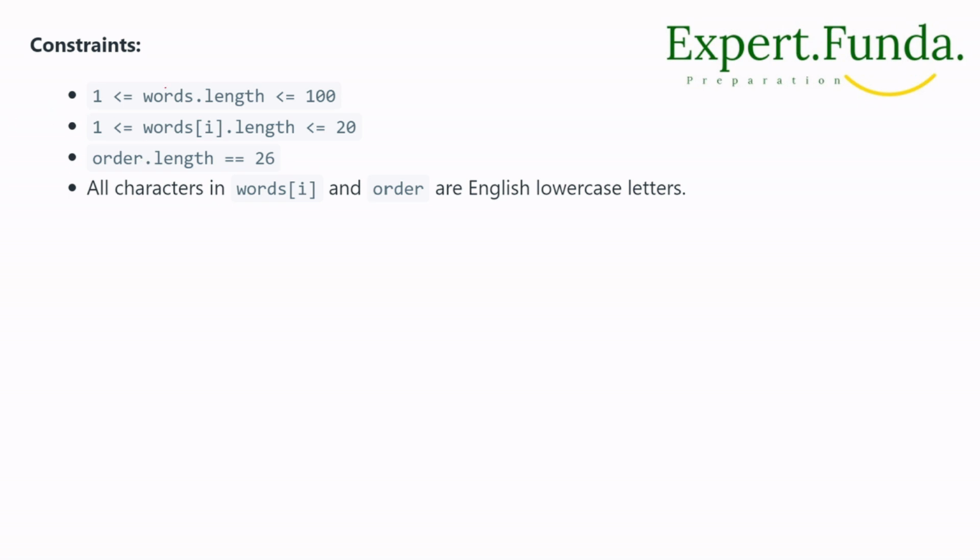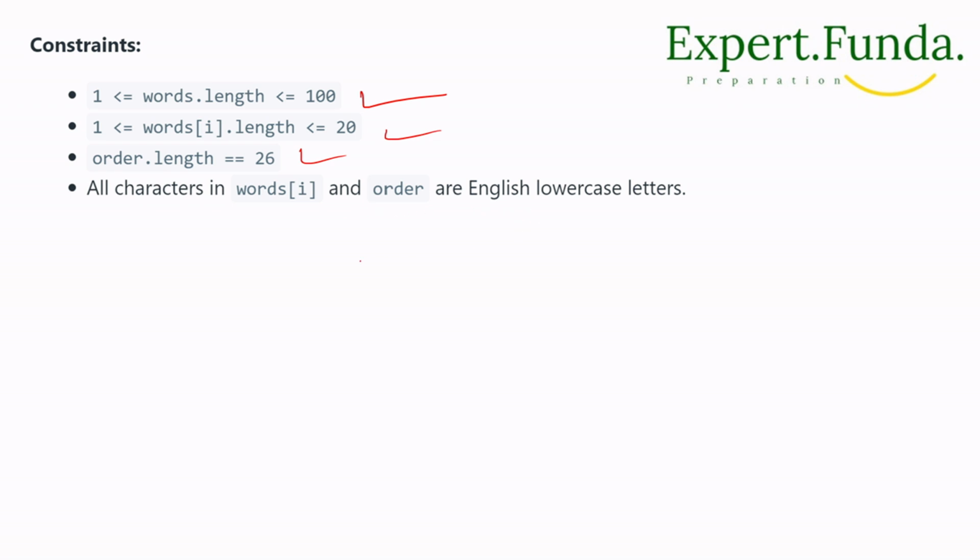So the constraints are given: the words length is greater than or equal to 1, and it should be less than or equal to 100. Word length is less than or equal to 20. Order length is 26, let's write. And all characters in the words and order are English characters.